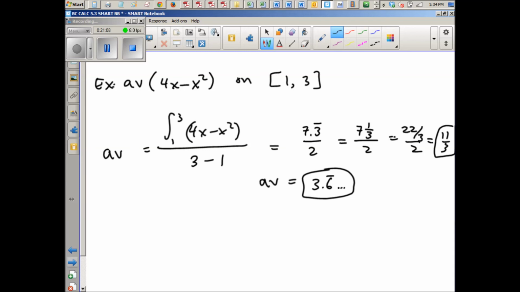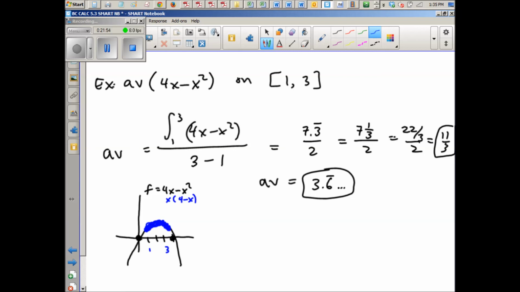Everyone with me? Let's draw a sketch of what it means. So 4x minus x squared is the function. I always like to factor these things if I can. This factors into x times 4 minus x. This helps me sort of understand that the roots are at 0 and 4. And we also know that this is a parabola that opens down. So it's probably going to look something like this. And we're very interested in the interval between 1 and 3. So it's like I'm giving this parabola hair. There we go.